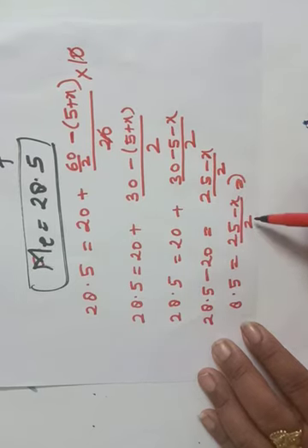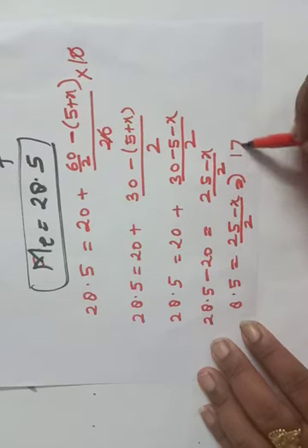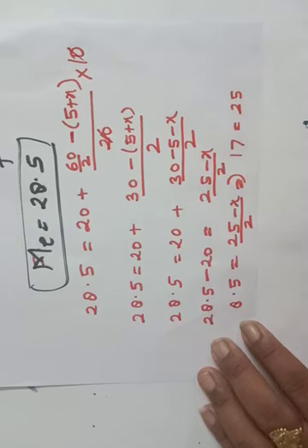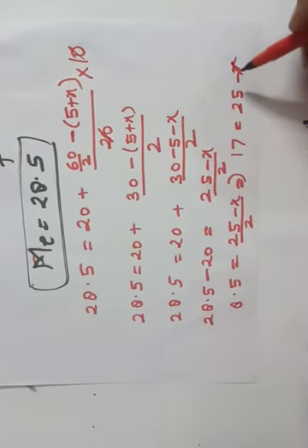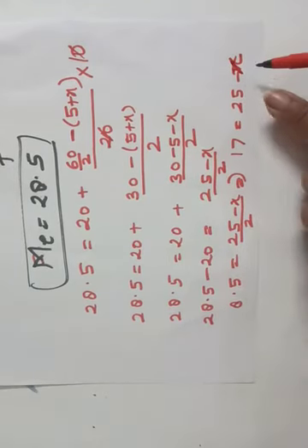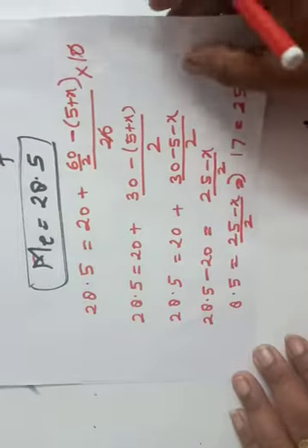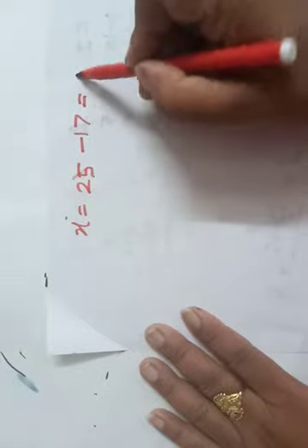So we can do cross multiplication. We will get 8.5 into 2, that is equal to 17, and that is equal to 25 minus x. Yes, now we need to find out the value of x here. So x is equal to 25 minus 17, that is equal to 8.